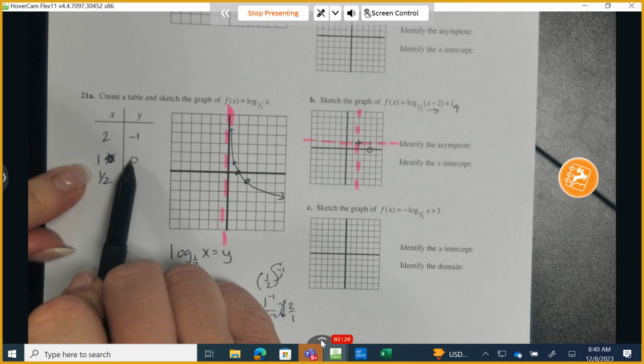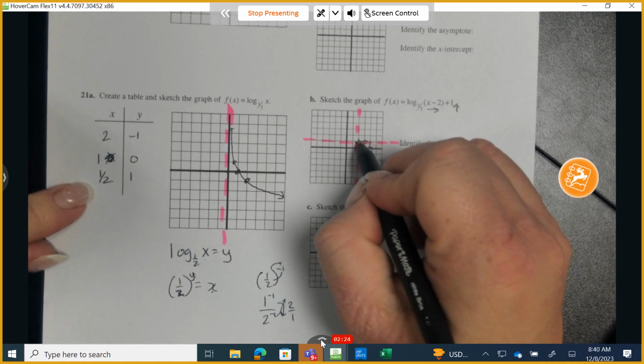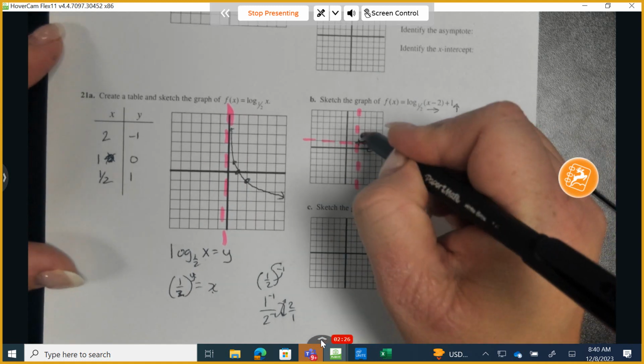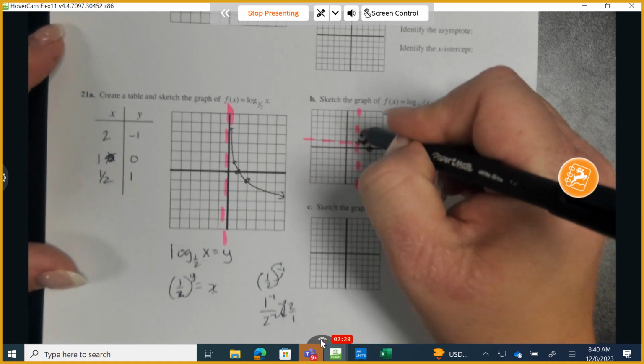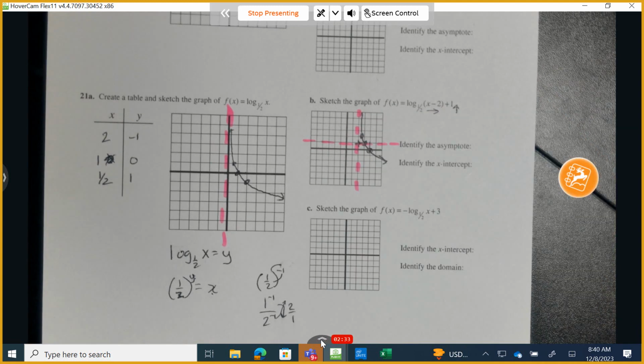Then I'm going to go right 1 and stay. So right 1 and stay. And right 1 and up 1/2. So this is what my points look like. I'm going to color those in. And here's what we have. This is what we have.